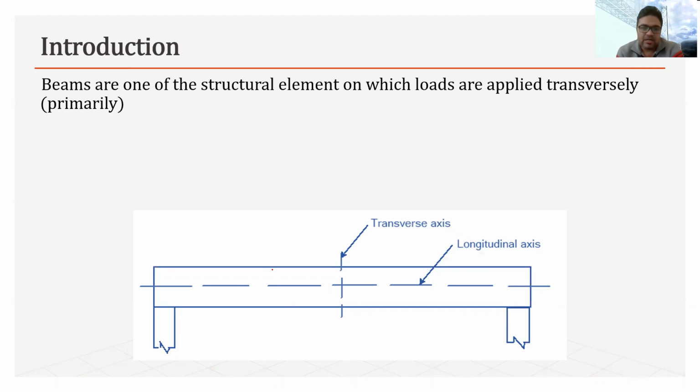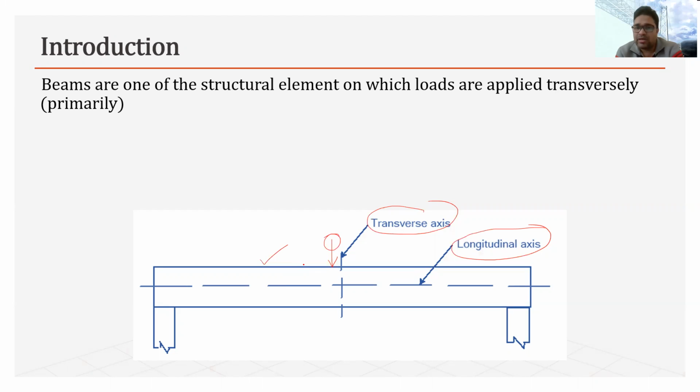In the diagram, you can see this is a beam section, and along the length of the beam, the axis which is passing through the centroid is called the longitudinal axis, and the axis which is perpendicular to the longitudinal axis is called the transverse axis. Basically, the load on the beam, we generally say, will be along the transverse axis. That is why we say that a beam is a structural element which supports the load transversely.